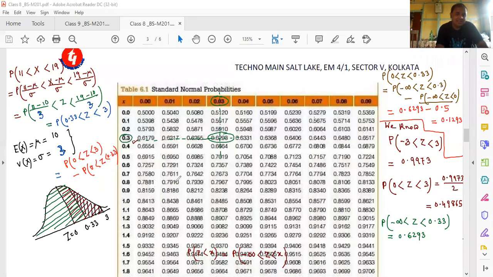So we have got this, and this probability is 0.49865, and that one which we have calculated is 0.1293. Now you subtract 0.49865 minus 0.1293, which is 0.36935.